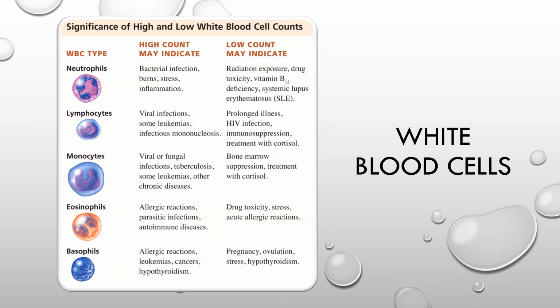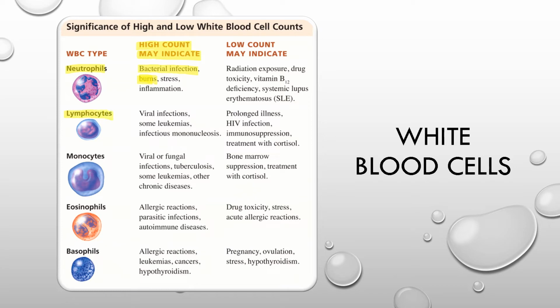Now, because each type of white blood cell plays a different role, determining the percentage of each type of white blood cell in the blood will assist in diagnosing the condition. So this table here lists the significance of both high and low white blood cell counts. Neutrophils are really important in bacterial infections and burns. So when we are looking at high counts of these types of white blood cells, this is what this might indicate.